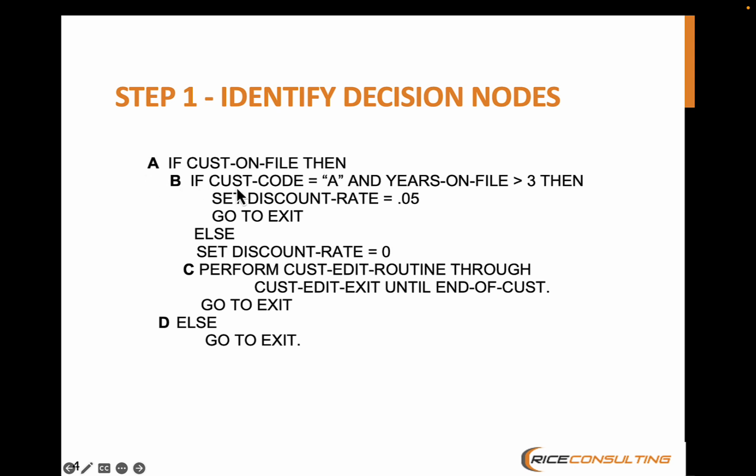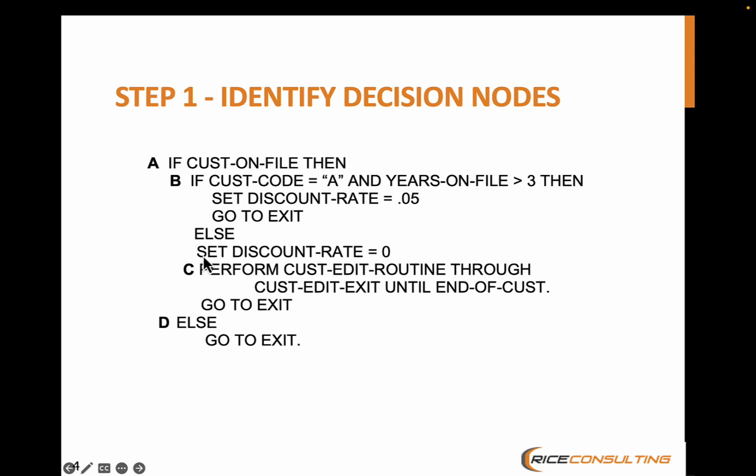If that's true, then we ask if the customer code is A and years on file greater than 3, that's node B, then set discount rate equals 0.05 and go to exit. I know go-tos are not to be done, but let's just say that we're going to violate all the rules, and there's going to be an exit down here, okay?